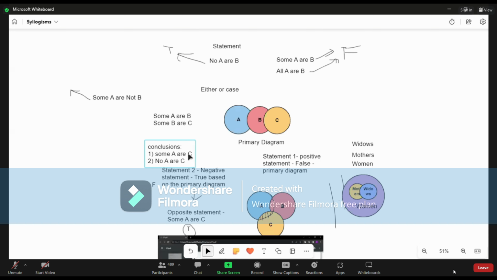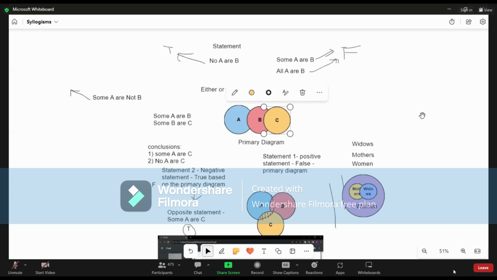As we have checked, we come one by one from the flow chart that we have seen before. So it is a positive statement. The primary diagram says there is no intersection between A and C. So this statement becomes false. So this is fine. Now let's come to statement 2. No ARC. It contains no, so it is a negative statement. And now first we check it based on the primary diagram. For A and C, there is no intersection and there is no common point anywhere. So this statement is true, but based on the primary diagram.